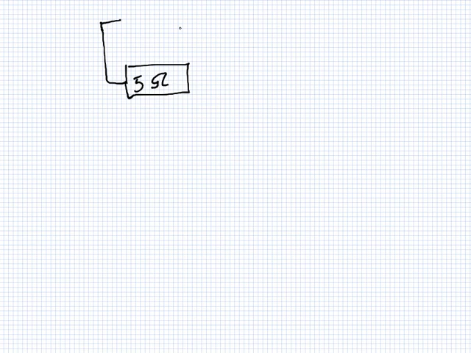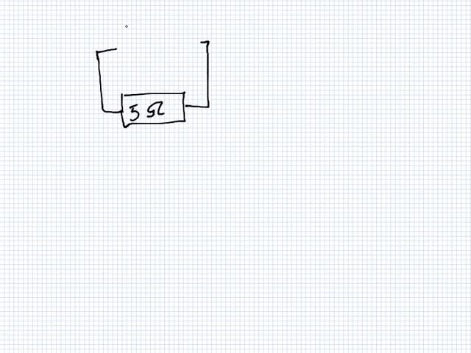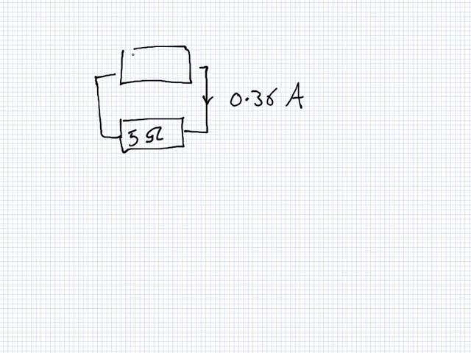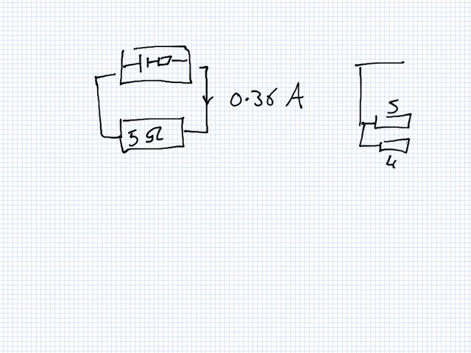Continue. A 5 ohm resistor is connected across the cell, and a current of 0.36 amperes flows through the cell. Okay, so let me just draw that first. You have your 5 ohm resistor, connected to a cell, and the current flowing in the cell is 0.36. When a 4 ohm resistor is connected in parallel with the 5 ohm resistor, the current changes to 0.485. So this is 5 and this is 4, and the current is 0.485 now.